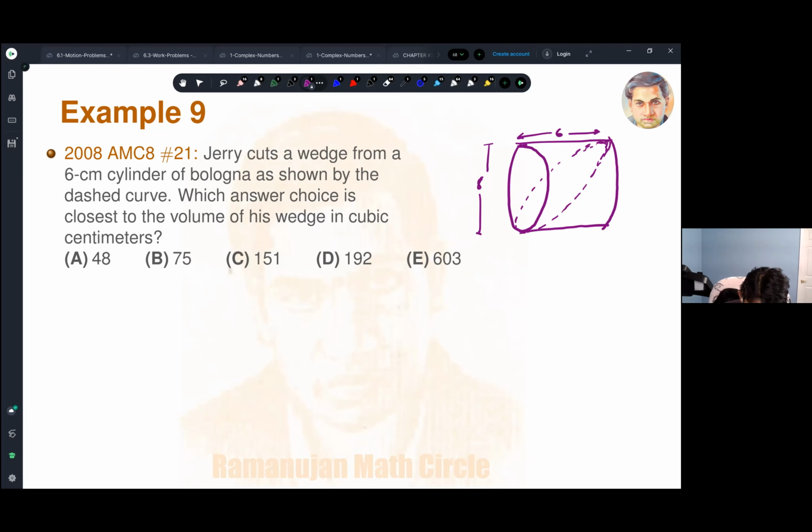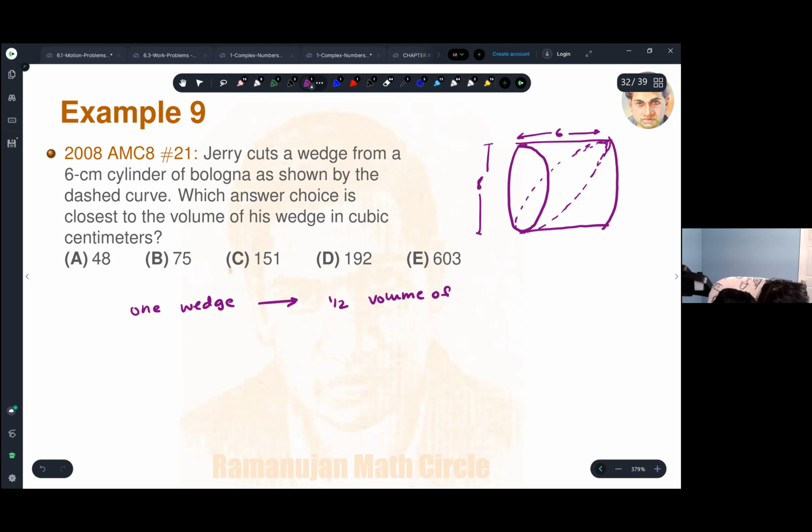Okay, so this is relatively straightforward. Because Jerry cuts this wedge, based on the diagram, you can see that the wedge is getting cut basically in half across the diagonal of the cylinder. So one wedge is equal to half the volume of the cylinder. So we know the formula of the volume of a cylinder, which is pi r squared h.